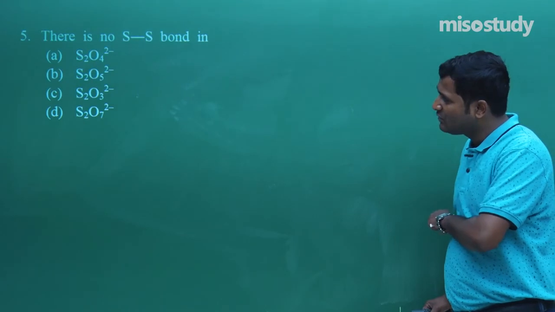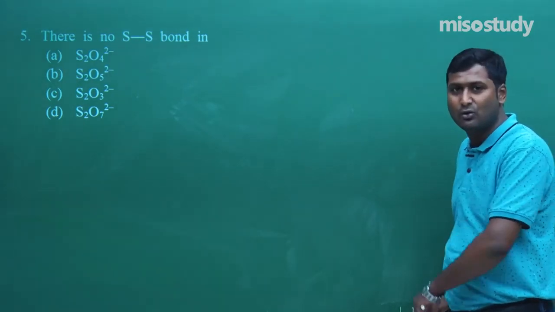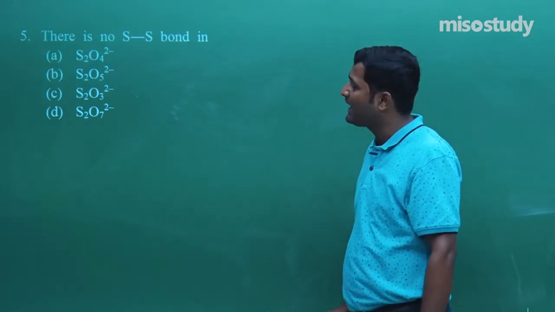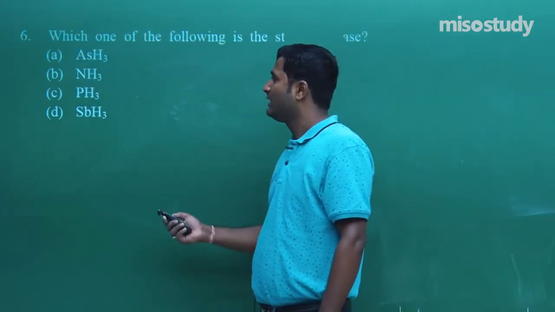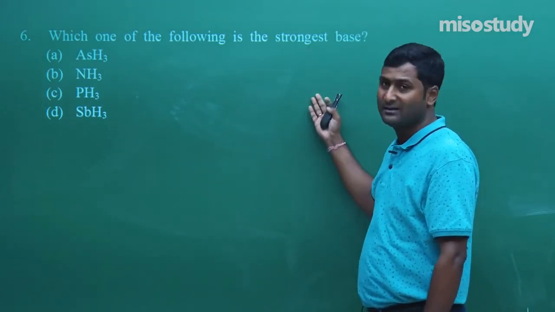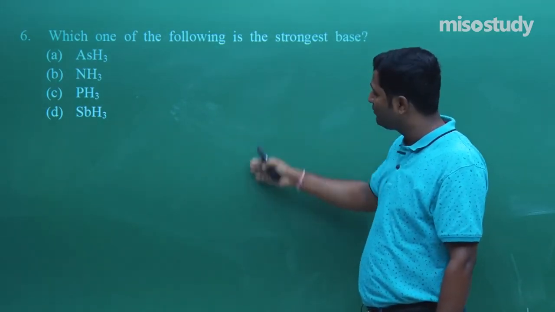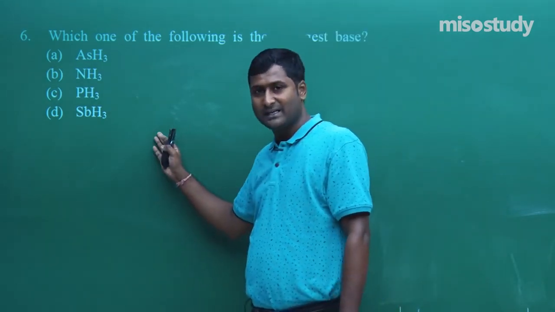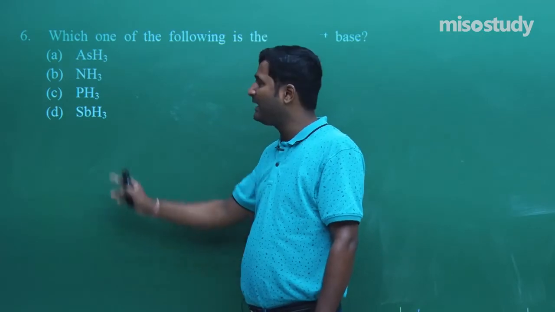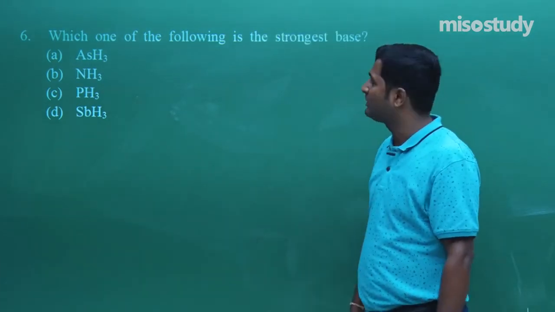Now for question number 5, in which case there is no S-S bond? In case of S2O7 2-, there is no S-S bond. For question number 5, D is the correct option. Now for question number 6, which of the following is the strongest base? As we know, if you move down the group, the basic nature of the hydride decreases in case of group 15 elements. So NH3 is the strongest base.